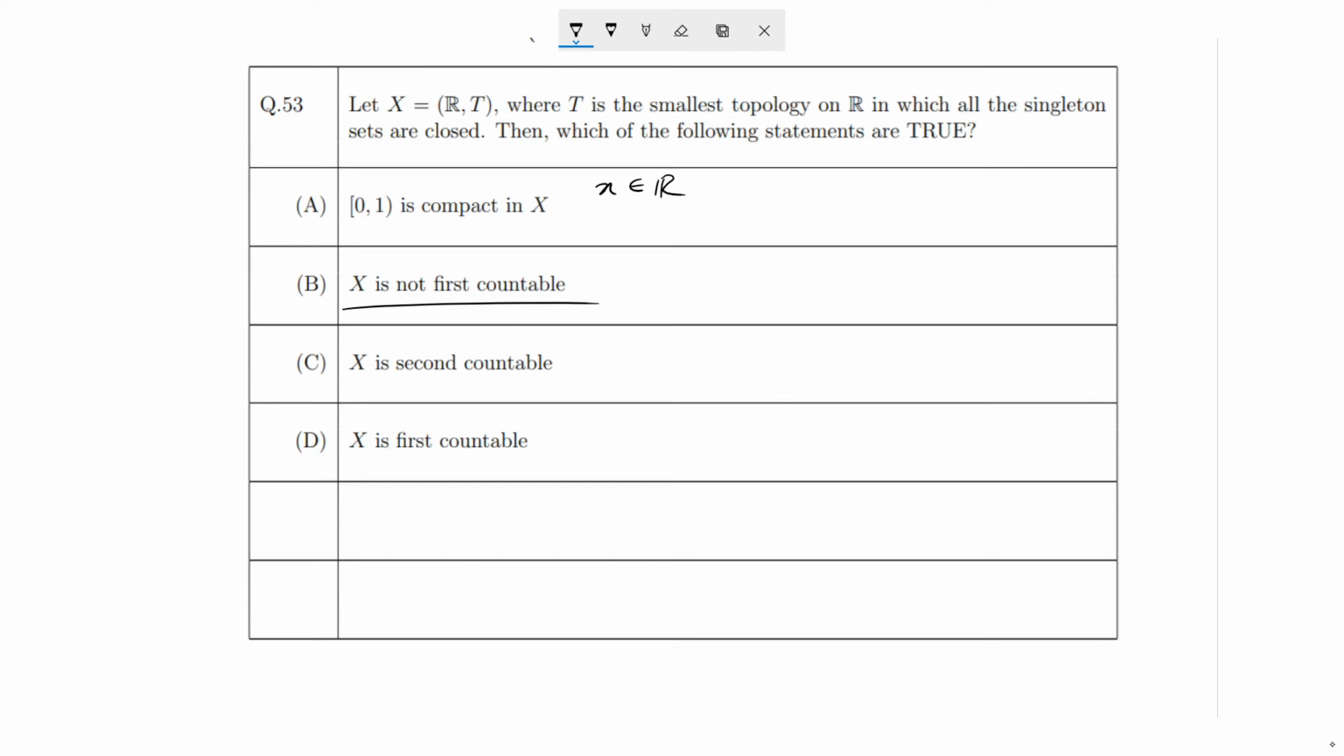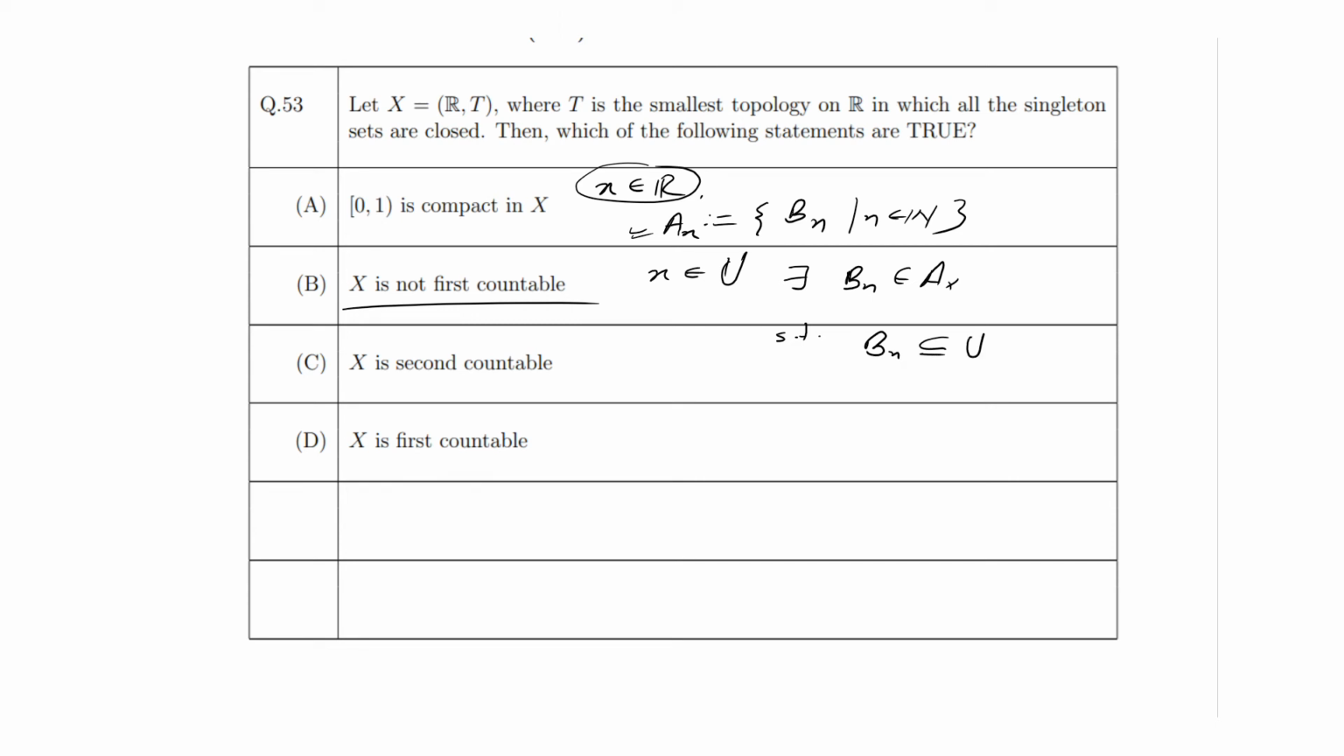So let us suppose that X belongs to R, or space X. For this we denote a family AX, a family of neighborhoods of X. If we are saying that this AX is a local base of X, then if U is any open set containing X, there exists Bn belonging to this family such that Bn is contained in U. This is the meaning of having a local base.